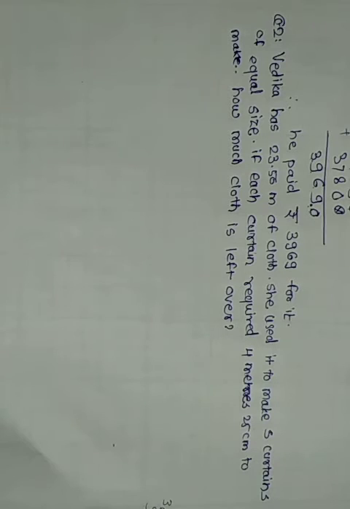Let's see the second question. Vedika has 23.50 meter of cloth. She used it to make 5 curtains of equal size. If each curtain required 4 meter 25 centimeter to make, how much cloth is left over?